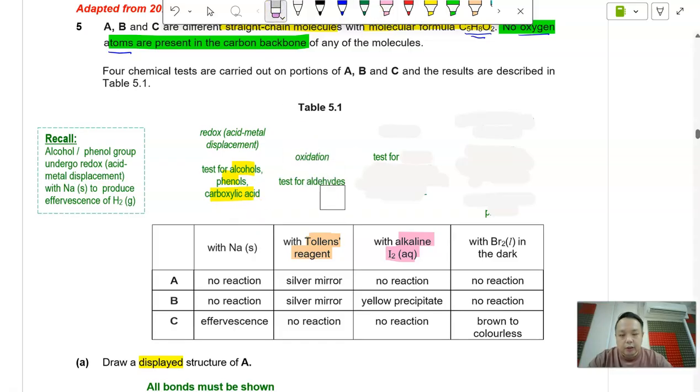Moving on, for aldehydes, Tollens reagent is something that we went through quite a number of times in the earlier question. So to test for all aldehydes in oxidation reaction, the positive test will be a silver mirror. And then moving on to alkaline aqueous iodine, it is to test for your CH3CO, your ketones, or your alcohols.